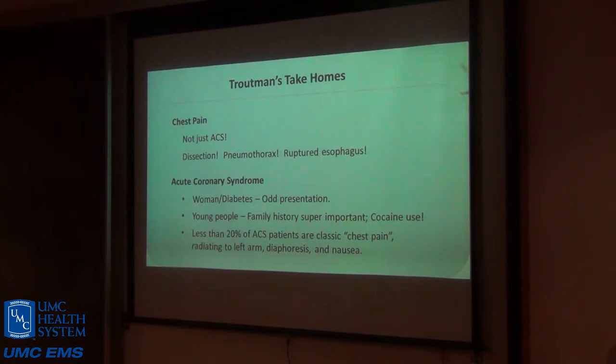People die from PEs. You can be a 19-year-old young female on birth control and get a big old PE. They can have some undiagnosed protein S or C, I forget which one of those, will be young people that end up with DVTs and PEs and can die from that. Ruptured esophagus, another one that can happen. So, acute coronary syndrome, keep in mind that women especially, and it's not just women, men can too, but especially women that are diabetics, those are the classic ones.